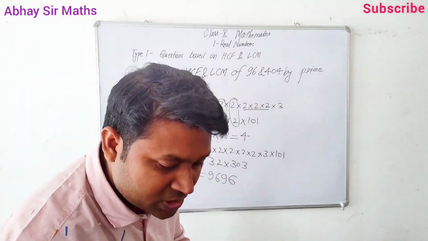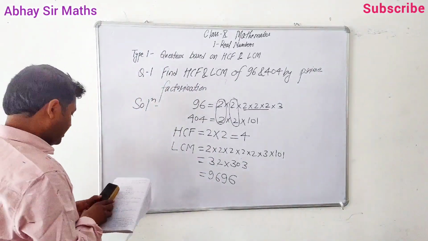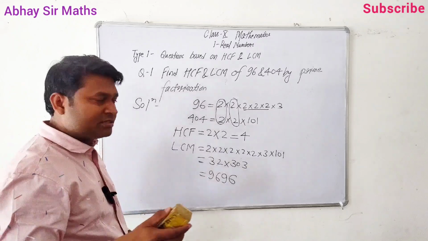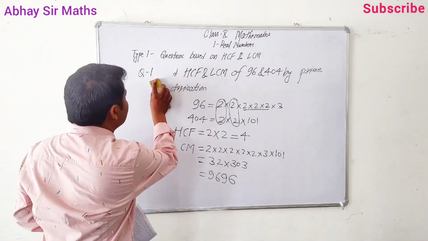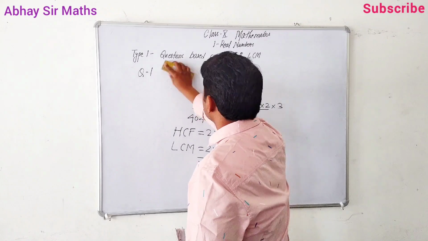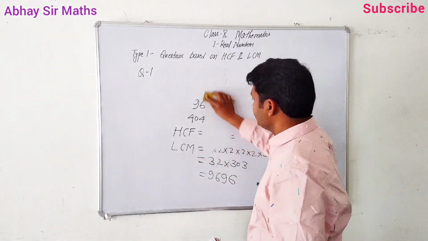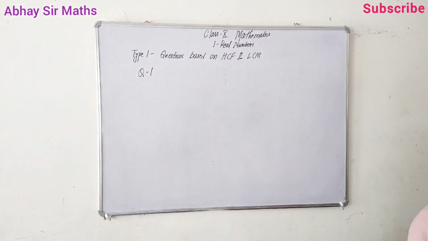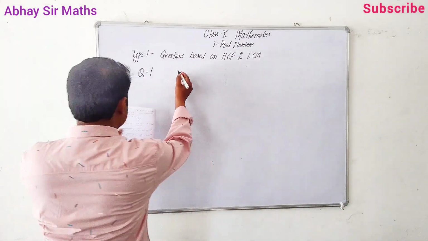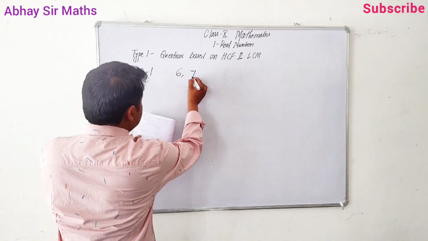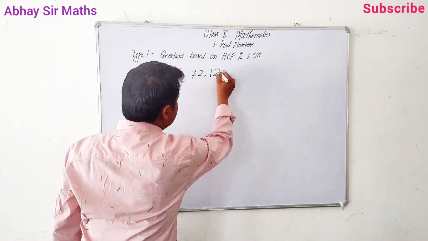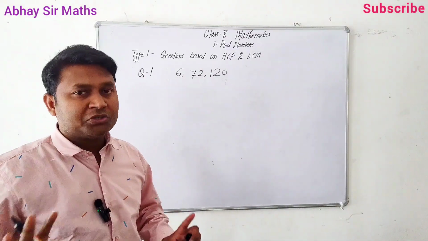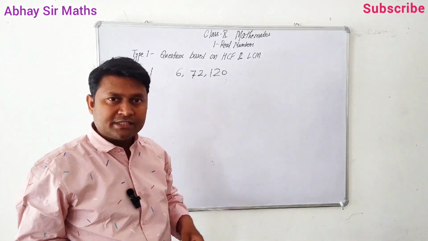Now let us move on to the next question. In this question we had only 2 numbers. Now let us see when there are more than 2 numbers. When there are more than 2 numbers, how are we going to solve? Okay, let us take the numbers 6, 72 and 120. Again the question is the same, we have to find HCF and LCM.